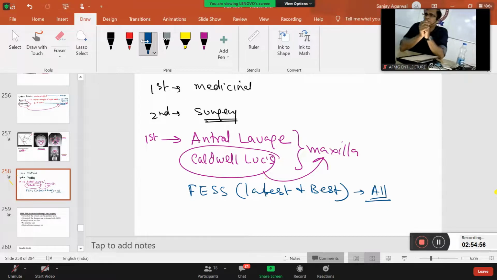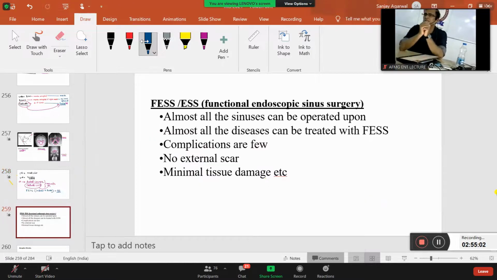So out of many surgeries, these are the 3 names in sinuses that you must remember. And these are the 2 advantages of FES, and the full form of FES. You will be surprised to know that the full form of FES has also been asked. What does FES stand for? So it can be that simple.